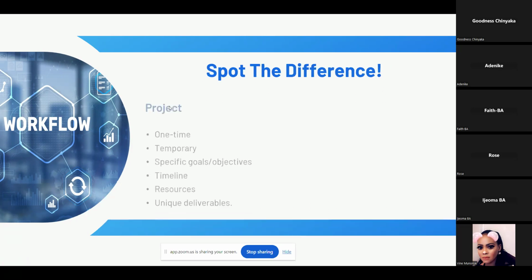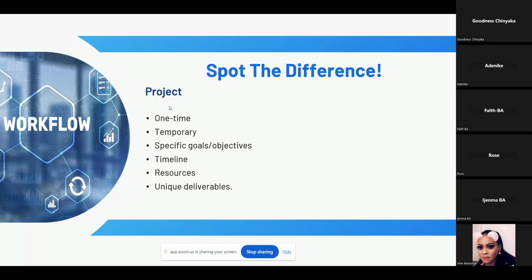Okay. So again, a process is different from a project. Yeah. You are working on a project. A project is a one-time, what do they call it, object, like an activity. It's temporary. For example, it's for a limited time. It has specific goals. You use specific resources and you get unique or specific deliverables.